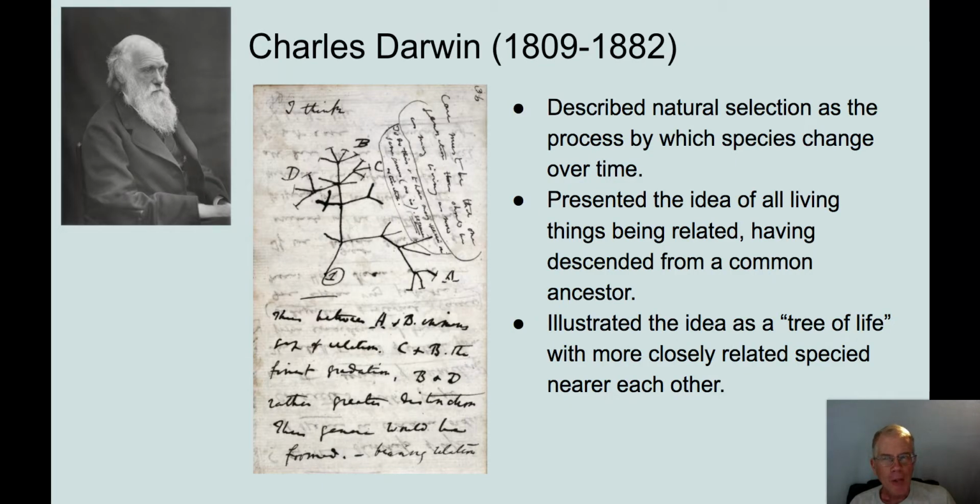Charles Darwin came along 100 years after Linnaeus and added this idea of natural selection being a process by which species change over time. He presented the idea that all living things are related, having descended from a common ancestor. And he illustrated this with this drawing that you can see here as the tree of life, in which more closely related species are nearer to each other than more distantly related species.